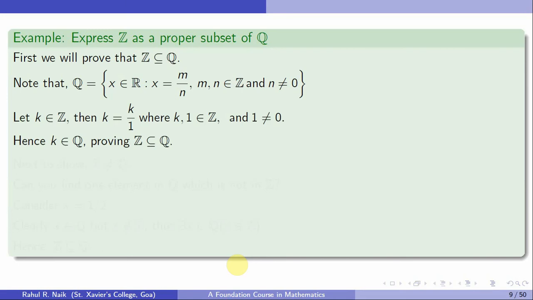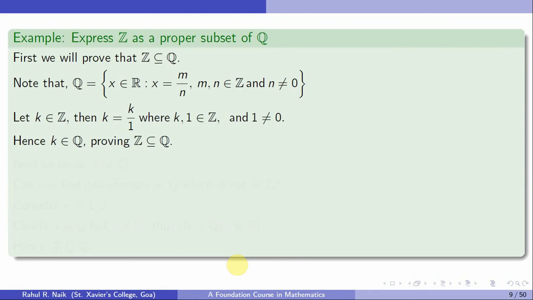So let K be an element in Z, and I'll show that K is again a rational number, because K can be written as K by 1. So it is again of the form m by n, where m is equal to K and n is equal to 1, which is not equal to 0. And this proves that Z is a subset of Q.